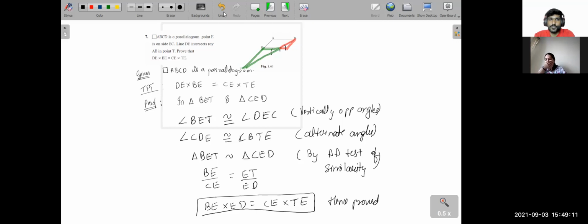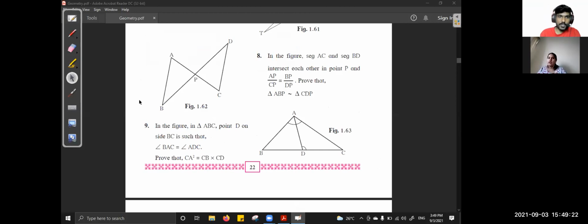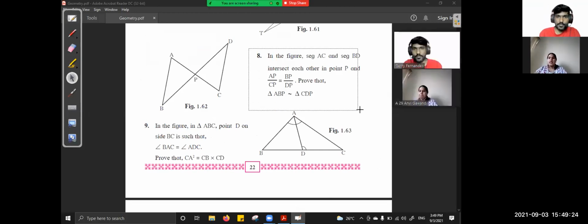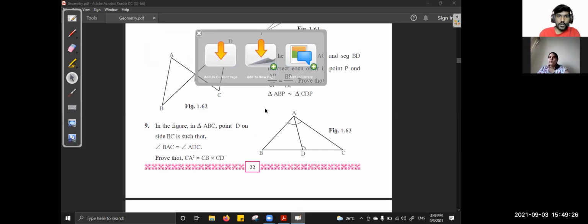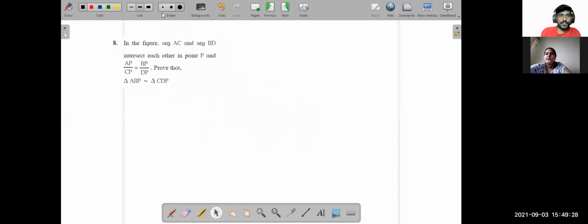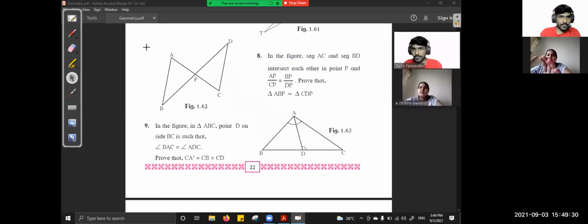Come on, write this. Finish this fast. We still have 2 more sums to go. I finished. Okay, we'll do the 8th one. The 8th one in this figure. I'll take the figure. You can hear me? Yes, I can hear. Okay.